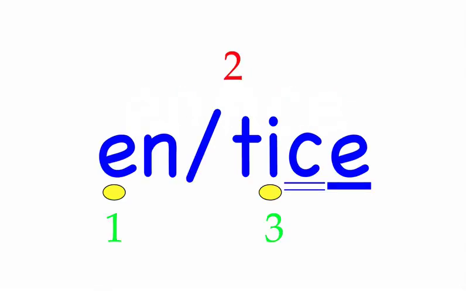Entice. Mark the word. Entice. Here again, E has 2 jobs at the end of this word. It's causing the C to represent its second sound, and it's also causing the I to represent its long sound.